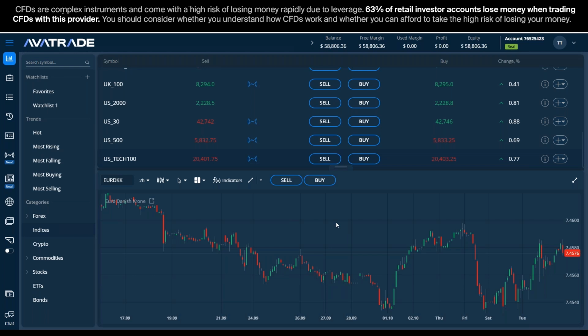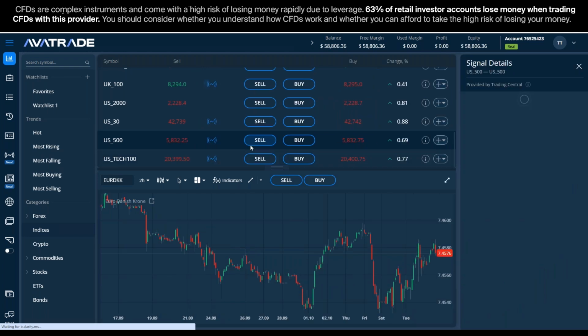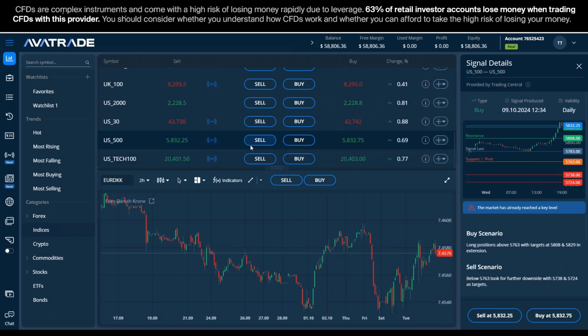Now, what we could do is take a look at some instruments that in particular have been moving quite a bit. And we've got signals on these major US indices, and pretty much all of them, I believe, were buy signals that already came to fruition. And so we see here the US 500 tells you the market has already reached the key level. It was a buy signal, and it already broke through the take profit zone.